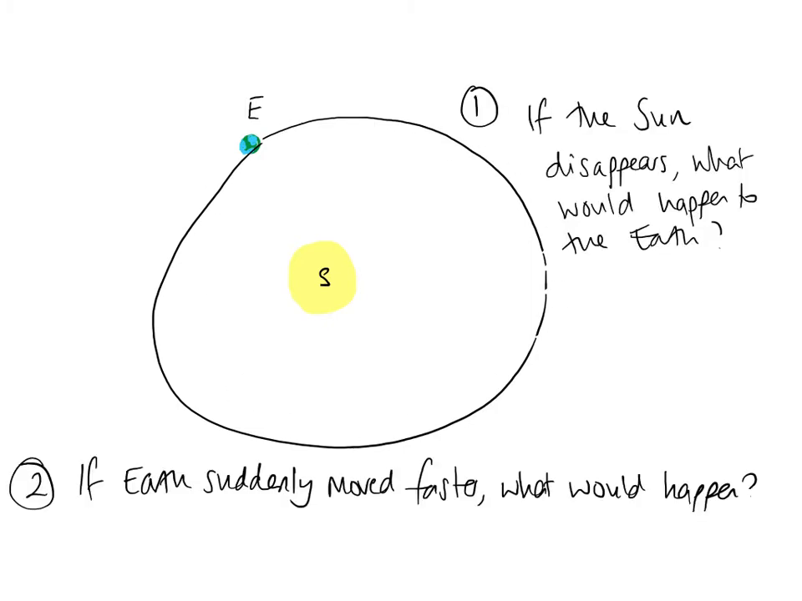A couple of questions for you to consider. Number one, if the Sun disappears, what's going to happen to the Earth? And number two, if the Earth suddenly started moving faster, what would happen? Have a think, and when you're ready, press play to continue. Okay, hopefully you've given that some thought.